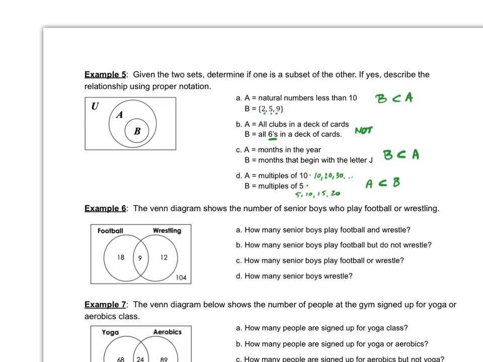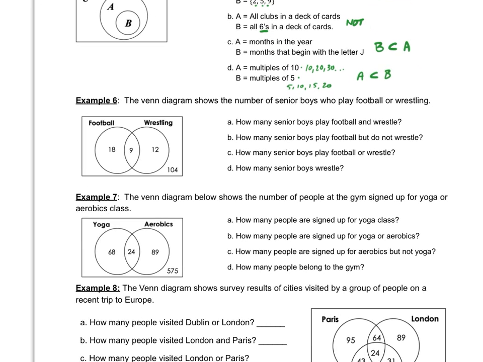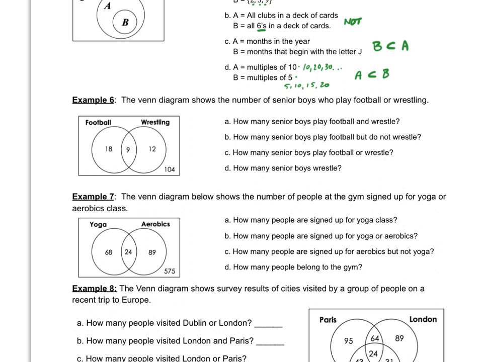Let's see here, moving on to example number 6. The Venn diagram shows the number of senior boys who play football or wrestling. All right, so looking at our Venn diagram, we have football players, we have wrestlers, and we have a bunch of students over here that don't play one of those two. And then we have these in the overlapping section, so they must play football and wrestle.